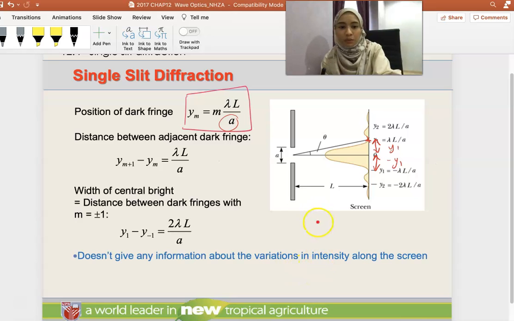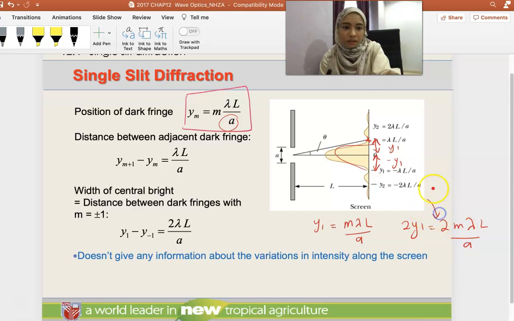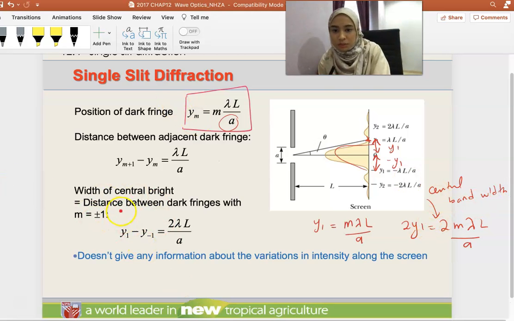Now, if I can figure out y1, y1 is equal to m lambda L over A, and I know that the central band is basically two of the y1s, so I can just say it's 2y1, or 2m lambda L over A. This will give me the central band width. So the distance between the dark fringes gives me the central band width.